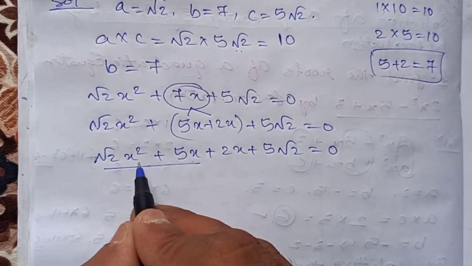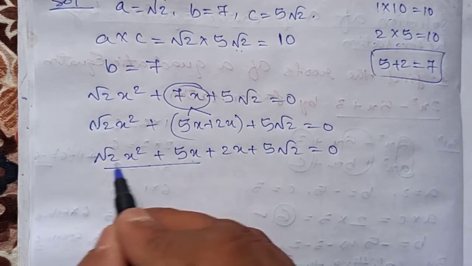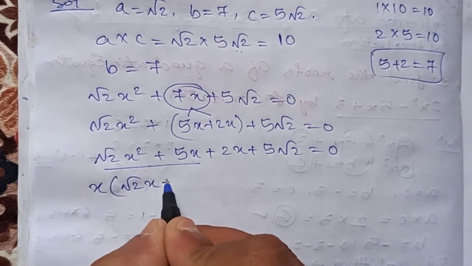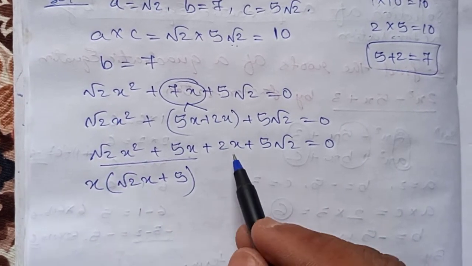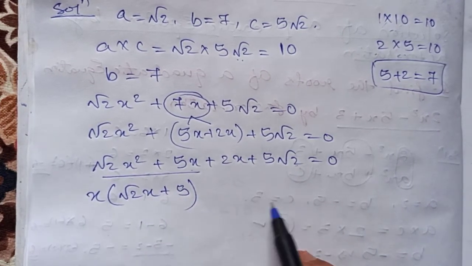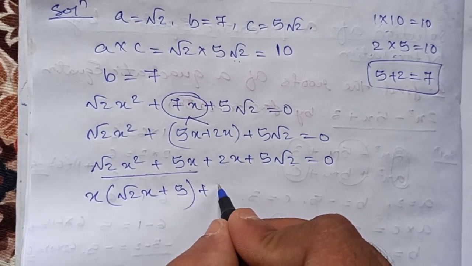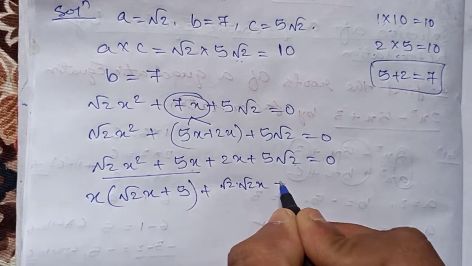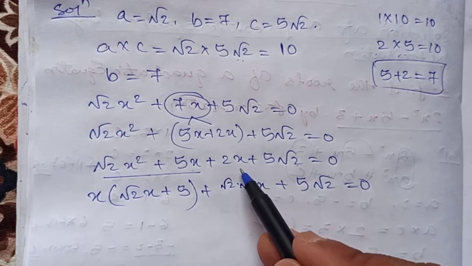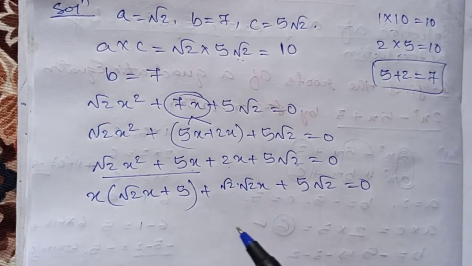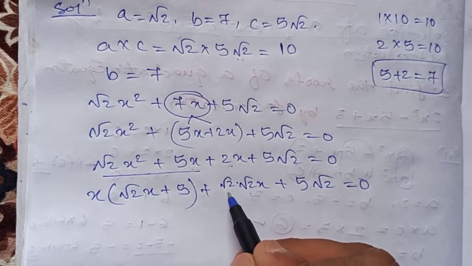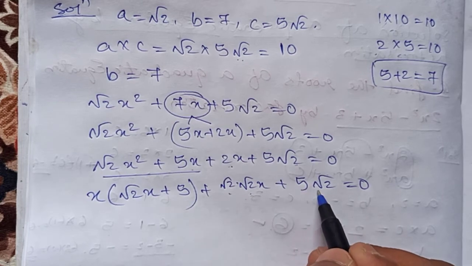between these two we can take out only x common because between root 2 and 5 nothing is common. So only x we can take out outside, root 2x plus 5 we will get inside the bracket. Now between these two terms what will be common, so that we will get this same term here. Okay, in place of 2 can I write 2 root 2's? In place of 2, just for explanation I am writing root 2 into root 2, because root 2 into root 2 will give us 2 only. Okay, so in place of 2 I am writing root 2 into root 2 x plus 5 root 2.